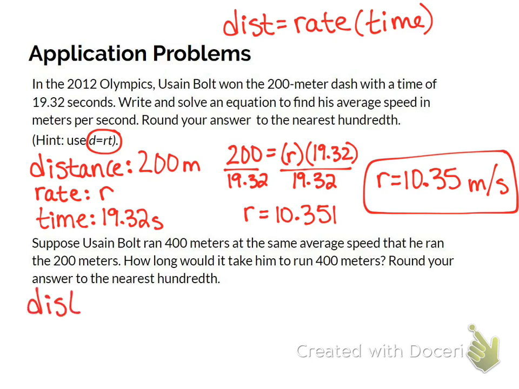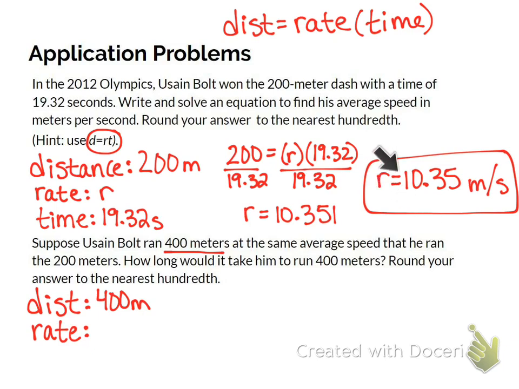So, again, the distance, what is his distance this time? 400 meters. His rate, what rate are we using? It was 200, I think. They're changing the problem. Our distance is now 400 meters. But it's saying at the same average speed that he ran the 200 meters. What was that average speed or that rate? 400. No. Those are both distances, not rates. What was the rate that we just found? Oh, we're gonna use that. It said the same average speed.